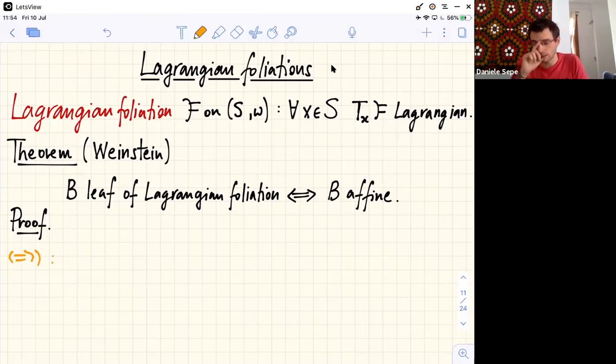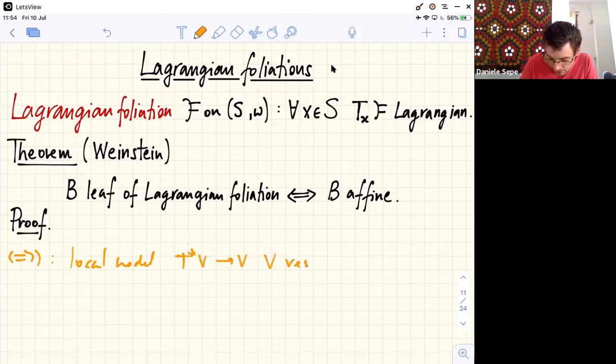So one direction is easy and the other one requires some work. So the local model is the foliation given by the cotangent bundle to a vector space. So locally, every Lagrangian foliation looks like the fibers look like cotangent fibers of a vector space.